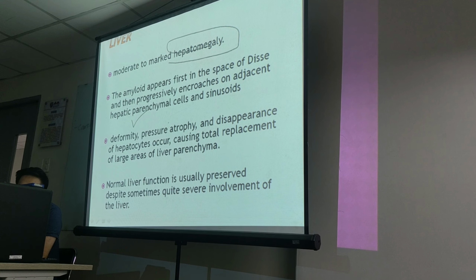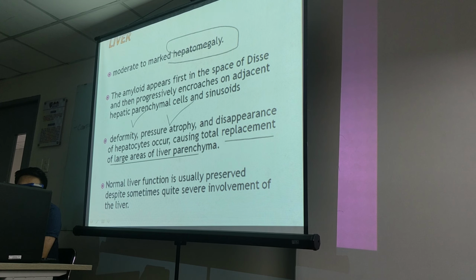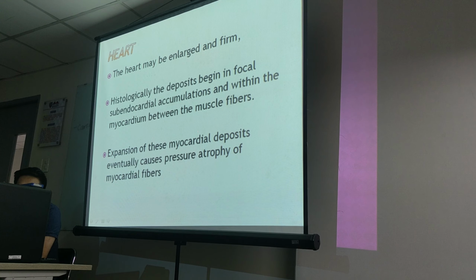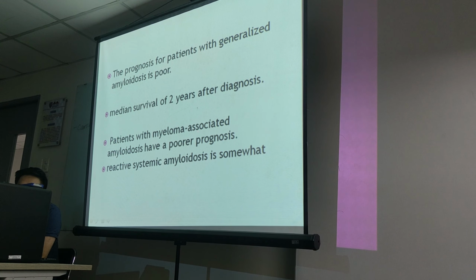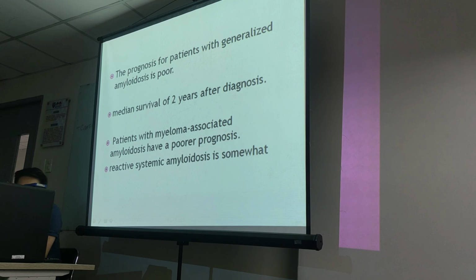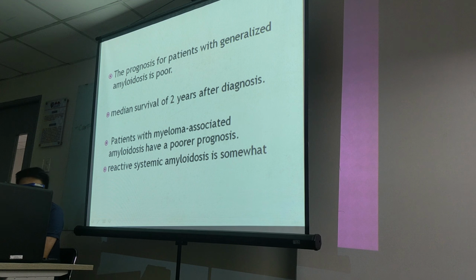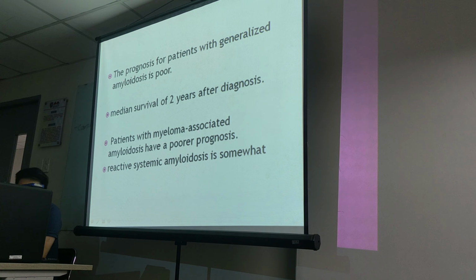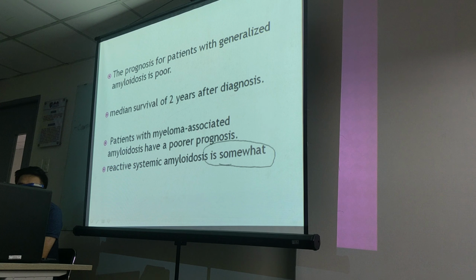It can deform, cause pressure atrophy, and even replace the liver parenchyma. However, normal liver function is usually preserved. The heart may be enlarged because of amyloid deposits. The general prognosis of patients with generalized amyloidosis is poor. The median survival is 2 years after diagnosis. Patients with myeloma-associated amyloidosis have a poor prognosis. Reactive systemic amyloidosis has a somewhat better prognosis because it's associated with an inflammatory cause.